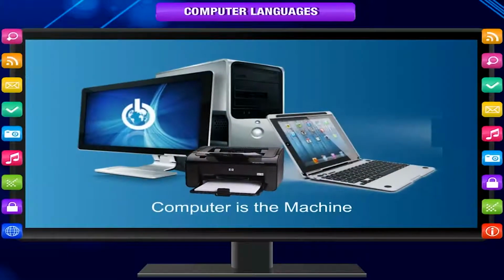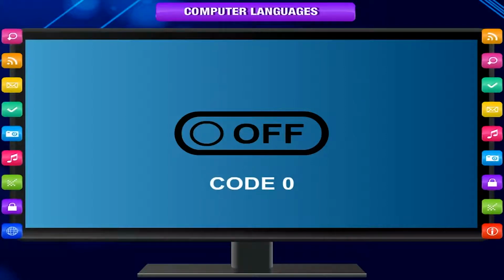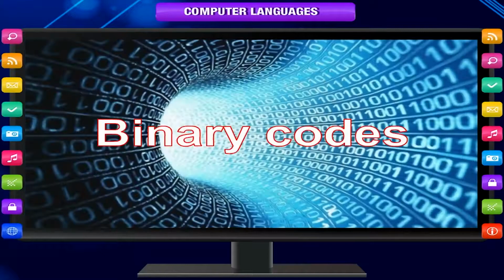Computer is a machine, so it cannot understand our language. It understands only two states of switches, that is, on and off. Switch on is represented by a code 1, while switch off is represented by code 0. These codes are called binary codes. Let us know more about computer languages.